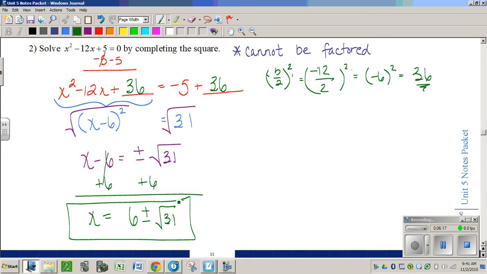So in this case, we said right from the beginning that it couldn't be factored, and here's your solution. 6 plus or minus radical 31. And if you were to estimate that in your calculator and do a little bit of rounding, these are not nice integer value roots. Okay, these come out to be decimals in between your integers. So it's not something that you could have factored and found.